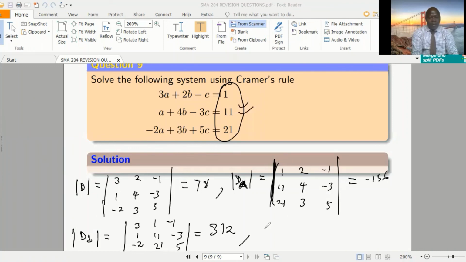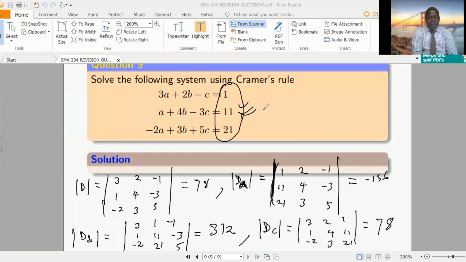Next, let's find the determinant of dC. It's the column of C that we are replacing with 1, 11, 21, but the rest remain. So 3, 1, negative 2 remains, and 2, 4, 3 remains. This we replace with 1, 11, 21. When you do this, you find this determinant to be 78.